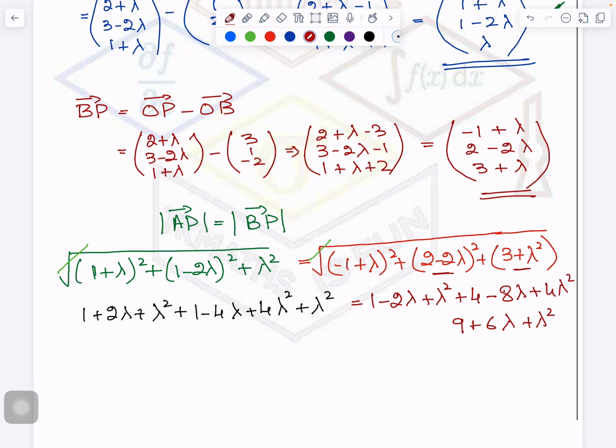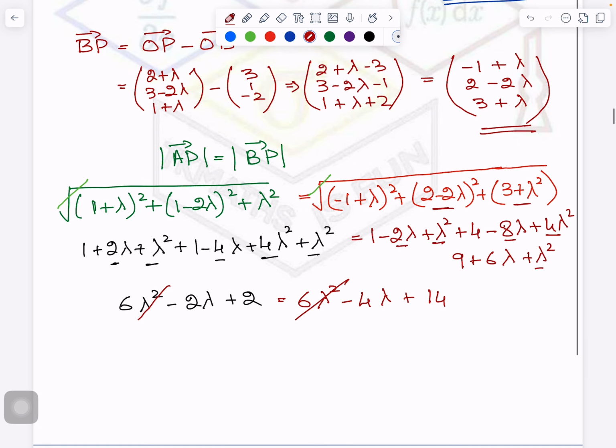So now let's simplify it. 1, 4, 5, 6. So it is 6 lambda square. This and this will become minus 2 lambda plus 2. Now let's see the right hand side. So here 1, 5, 6. So 6 lambda square is here also. Then it is minus 2 minus 8 is minus 10 plus 6 is minus 4 lambda plus 9, 10, 14. So this you can cancel out.